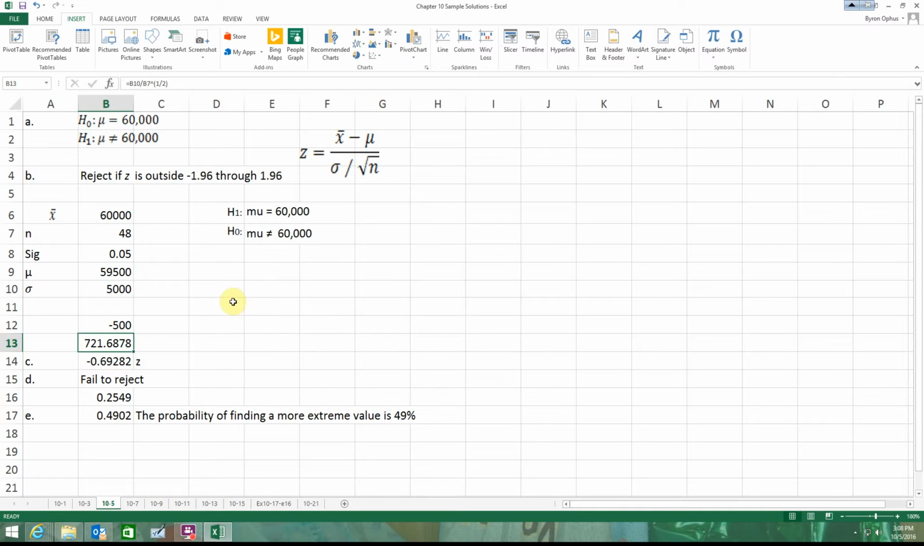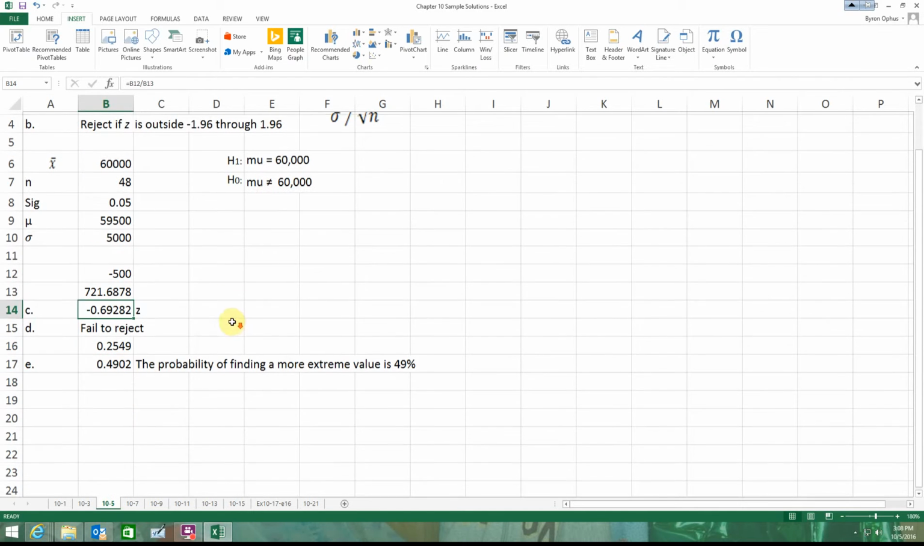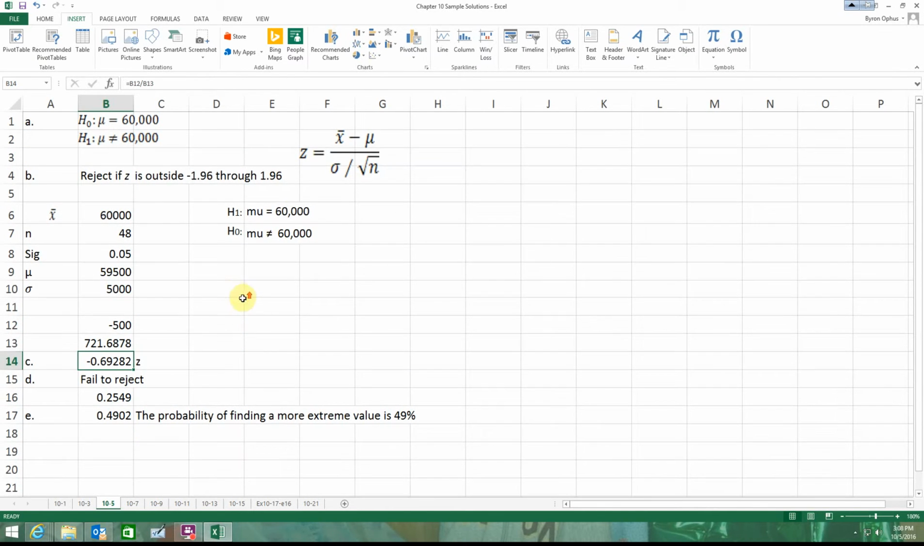Oh, I don't multiply those two, do I? I divide the one from the other. Heck, I'm sorry, did I say 5,000? This is 500. So I got 500 divided by my 721. Okay, so I end up with a z of minus 0.69.